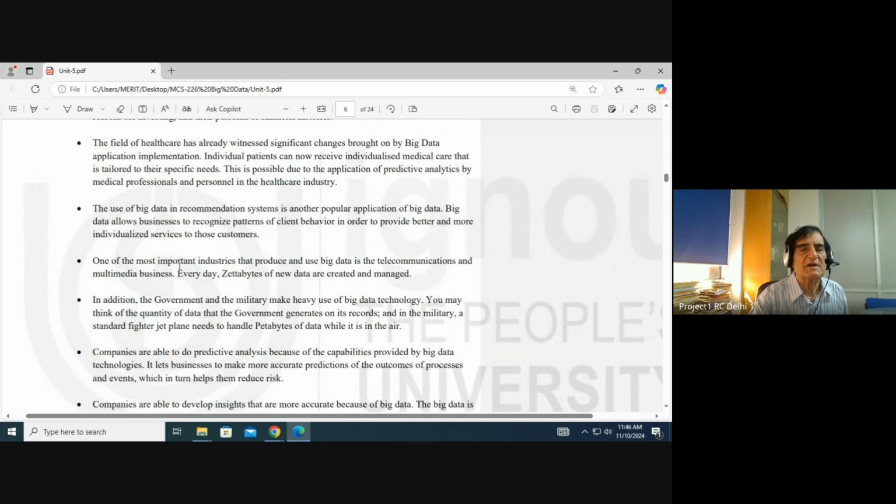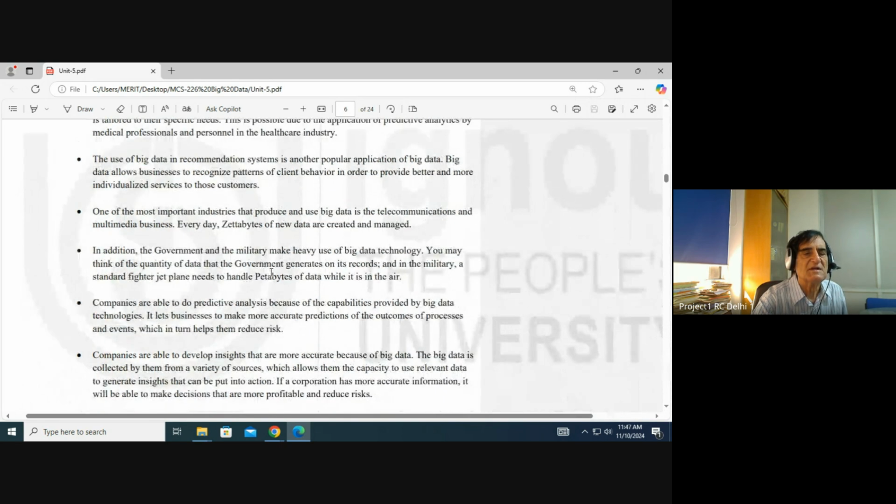Recommendation system is another popular application of big data. One of the most important industries that produce and use big data is the telecommunication and multimedia business. Every day, zettabytes, which is higher than petabytes, of new data are created. 10,000, 10 to the power 3 times petabyte. So that type of thing is there.